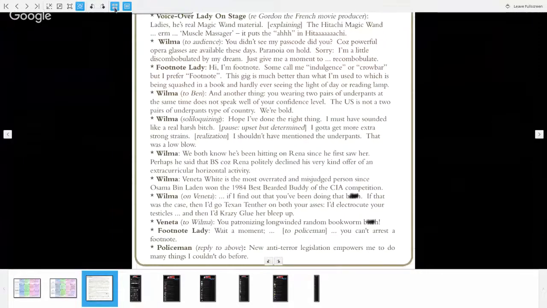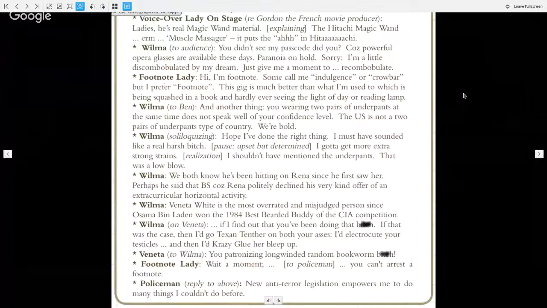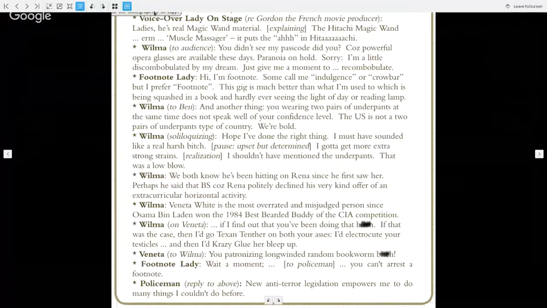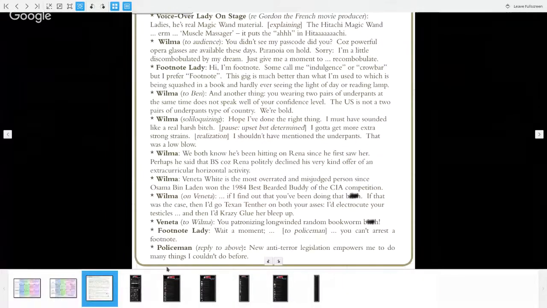Here are some lines. There, you can zoom in on that. So I'll just put one line out. Wilma to Ben: And another thing, you wearing 2 pairs of underpants at the same time does not speak well of your confidence level. The US is not a 2 pairs of underpants type of country. We're bold. Lines from my rom-com stage play.